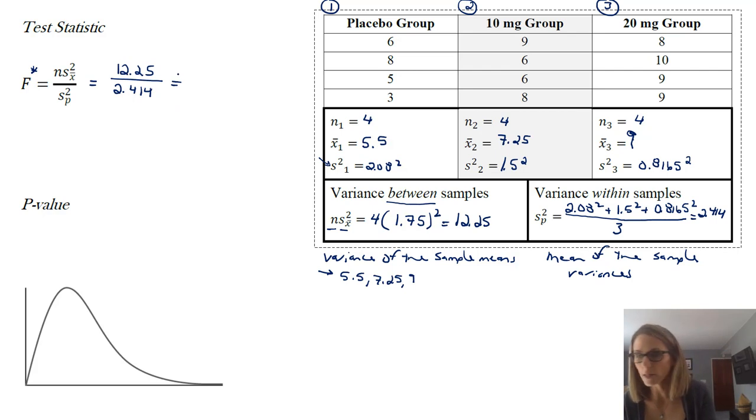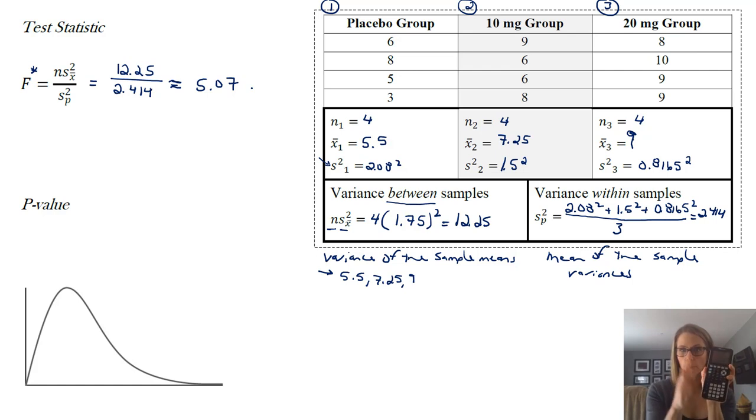So if we do this, we get about 5.07. That is your test statistic, a measure of strength. But our focus will be on the p-value. So if you have your three groups, placebo, 10 milligrams, 20 milligrams, in three different lists, what you want to do is use the ANOVA test to get the p-value.